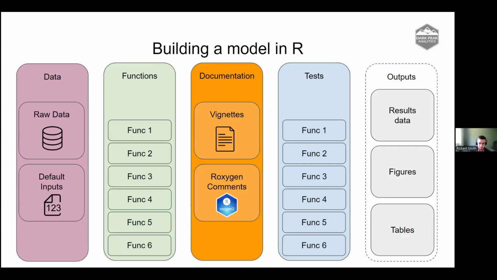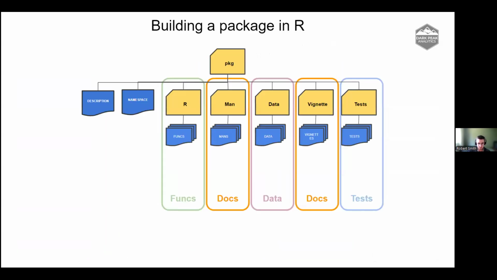People building R models in this structure, which tends to be the most common structure for a model, my argument is that you may as well just build your own R package, because once you have all this stuff, you basically have the structure of a package anyway. And so this is the package structure. The functions are contained in the R folder, documentation is contained in the man folder, data is contained in the data folder. You can have vignettes, which include documentation, and unit tests in the test folder.